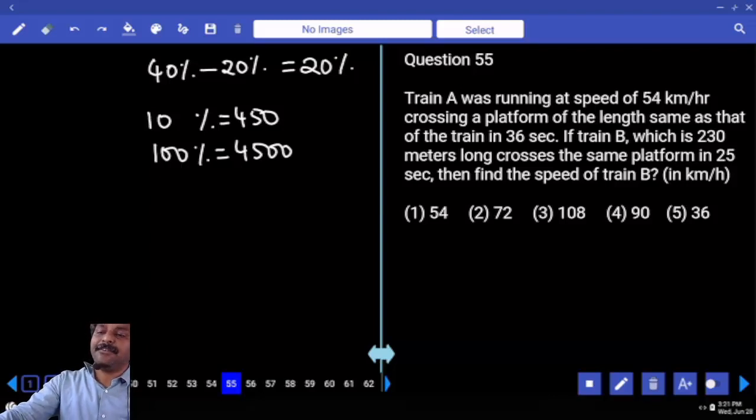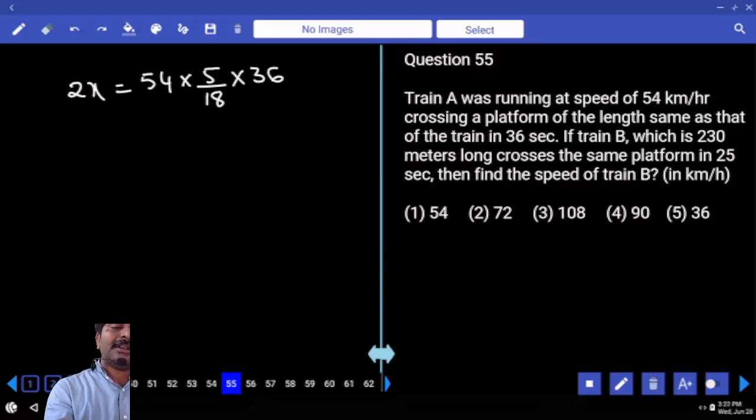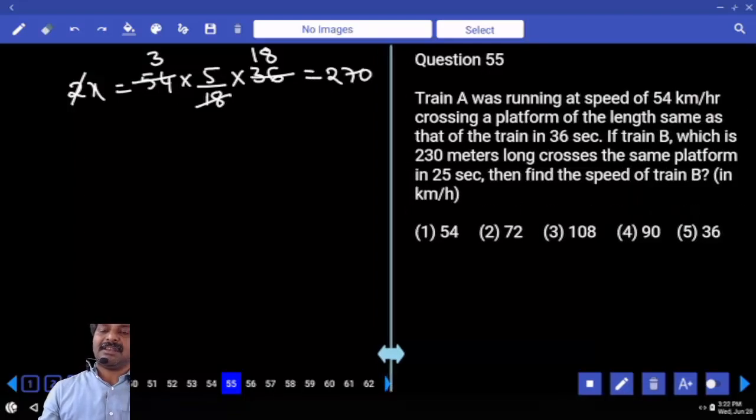Train A was running at a speed of 54 km per hour, crossing a platform of the same length as that of the train in 36 seconds. If the train length is x, the platform length is also x. Distance covered in that case is equal to speed into time. 54 km per hour converted into meter per second, multiplied by time taken 36, 18, 3 times, 2, 18 times. From the last 18 5s, 90, 9 3s. So the train length is 270 and the platform length is also 270, right?